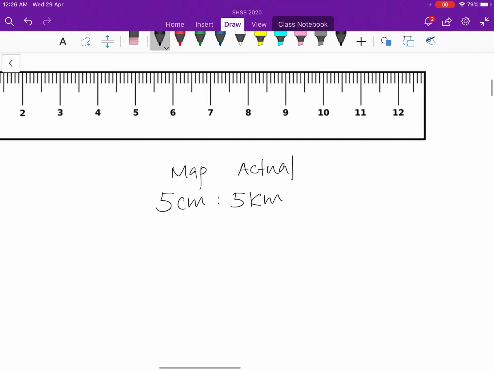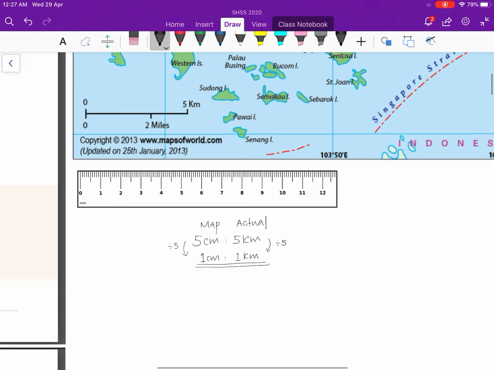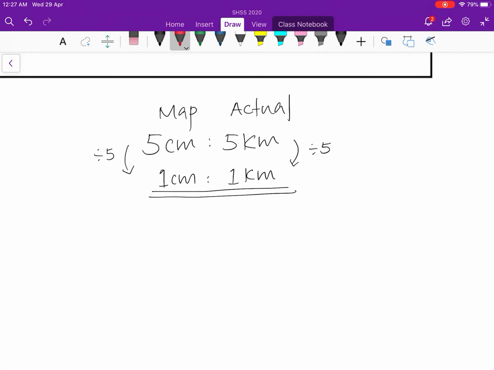Which means every 1 cm, if I were to divide by 5 here, every 1 cm would represent 1 kilometer on the actual ground. Every 1 cm on the map that I measure would represent 1 kilometer on the actual ground. Alright, this is what it means by maps and scales. Today, I'm going to teach you these maps and scale on how to manage this ratio.